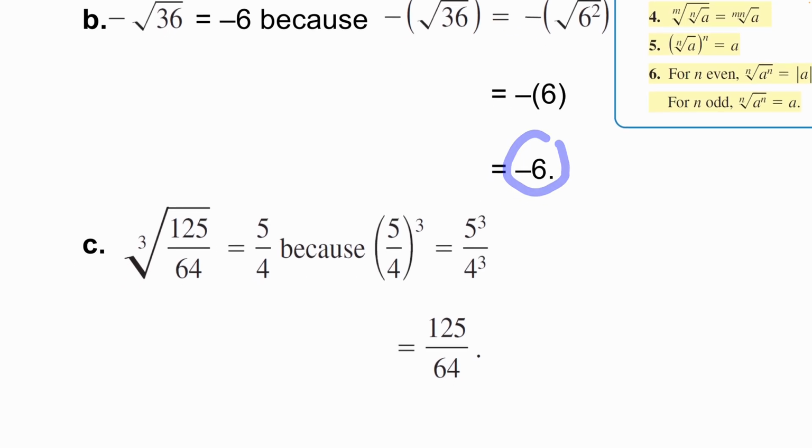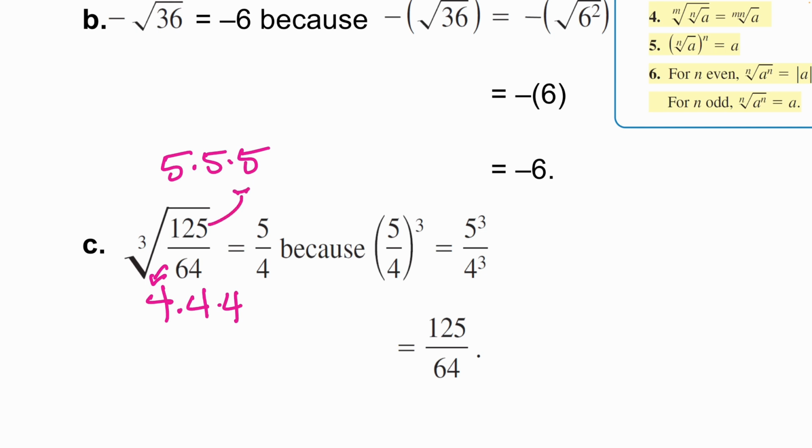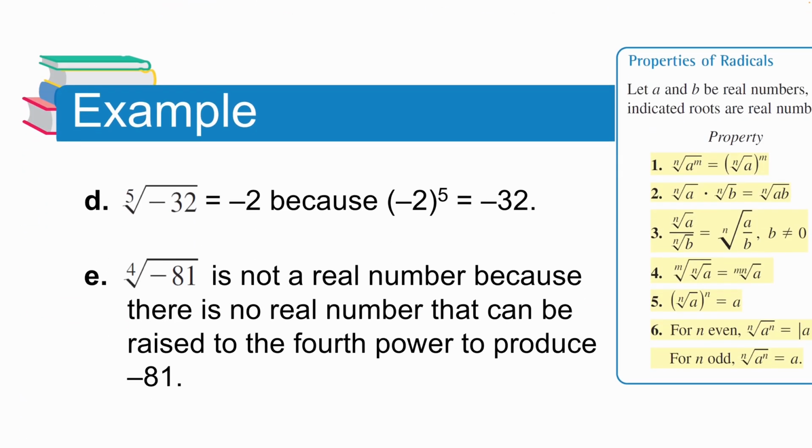If you have cube roots, again, cube means you're multiplying 3 times. So on this one, you would have 5 times 5 times 5, and 4 times 4 times 4 would be the 64. And so that means that when you do the cube root, you're going to get 5/4. So hopefully all of that makes sense.